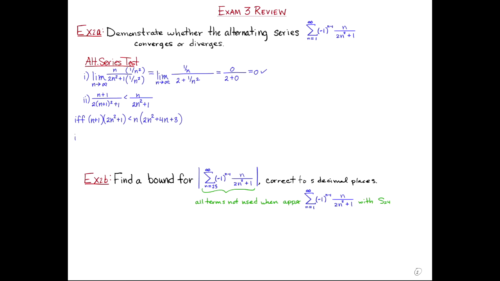This is true if and only if n times 2n squared is 2n cubed, plus 1 times 2n squared is 2n squared, plus n times 1 plus 1, less than 2n cubed plus 4n squared plus 3n. We have a 2n cubed on both sides, so those cancel out. Subtracting 2n squared from both sides, we have on the right-hand side 4n squared minus 2n squared, which is 2n squared.